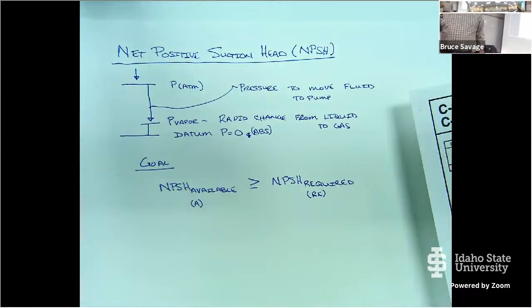sipping on your soda through a straw and you create that suction in your mouth, it's actually the positive atmospheric pressure pushing the fluid to get to you. So we have this positive atmospheric pressure pushing the water into the pump. But if you go to a higher elevation, you don't have as much, and it's significant.